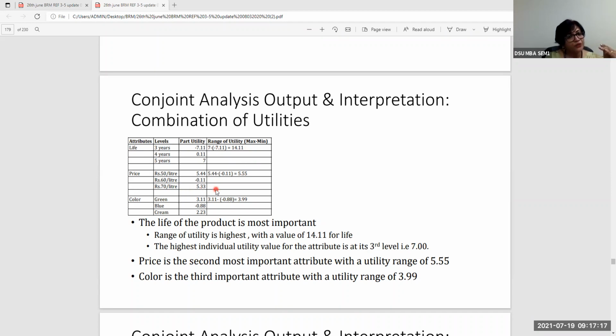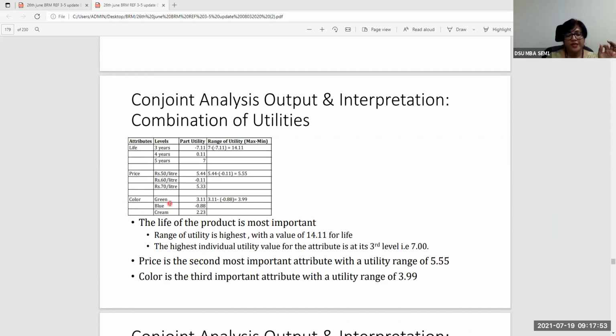So now you need to find the range of the utility levels, which is again the maximum utility minus the minimum utility. So what is the maximum utility here? It is 5.44 minus the negative one, that is 60 rupees per liter, which had a minus 0.11, right? So it will be within bracket minus 0.11. You need to put the absolute value, the magnitude. So is it a positive or a negative amount? In effect, it will become 5.44 plus 0.11. All right, so it becomes 5.55.